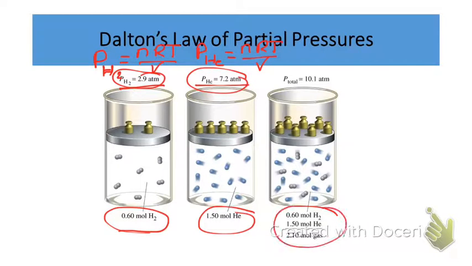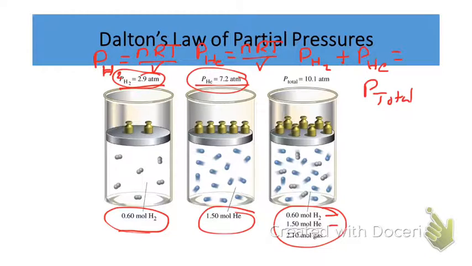Now, if we were to take these two gases and combine them into one container, we would then get a total of 2.10 moles of gas with the hydrogen and helium mixed together. The pressure is then found by taking the pressure of hydrogen gas plus the pressure of the helium gas, and we add them together to get total pressure.